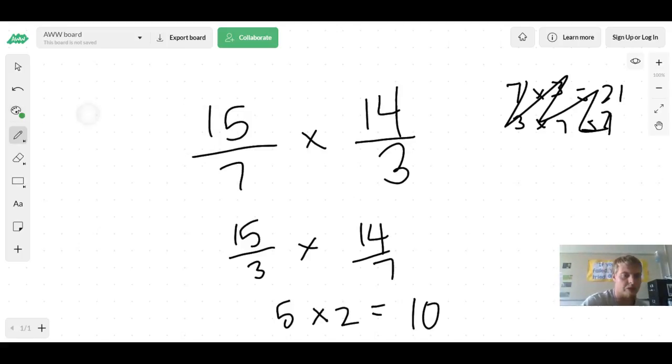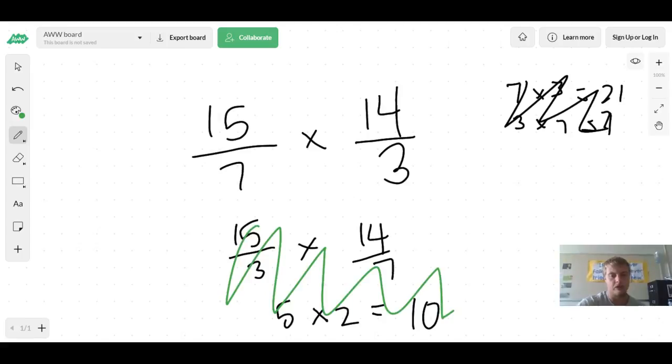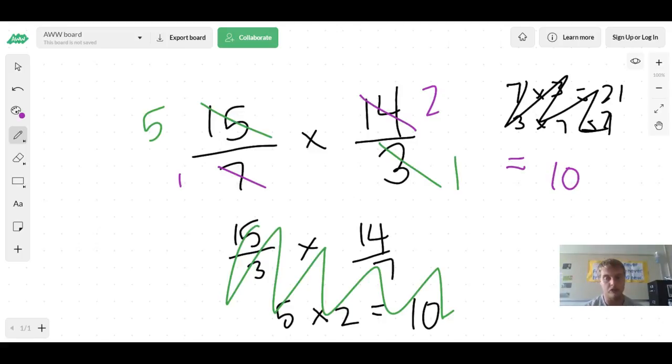Really, this process that we do is called cross-reducing. So if anything can be reduced on the diagonals, you can reduce them on the diagonals and then just multiply across. So a lot of times when they say they want it in simplest form, cross-reducing helps you put it in simplest form the fastest. We're going to do two quick more examples, one with adding and then one with subtracting.